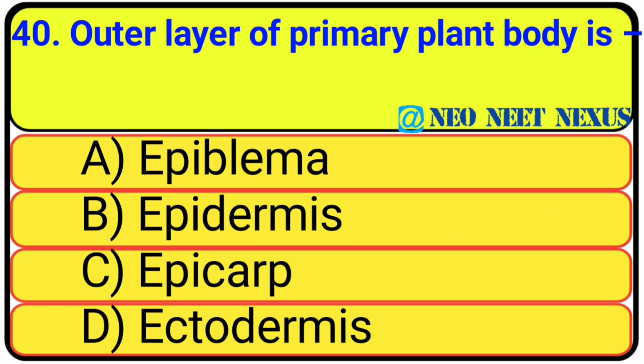Outer layer of primary plant body is A. epiblema, B. epidermis, C. epicarp, D. ectodermis. Correct answer is option B, epidermis.